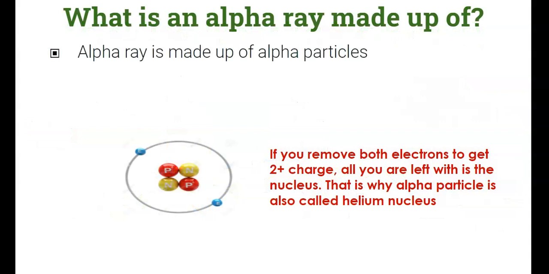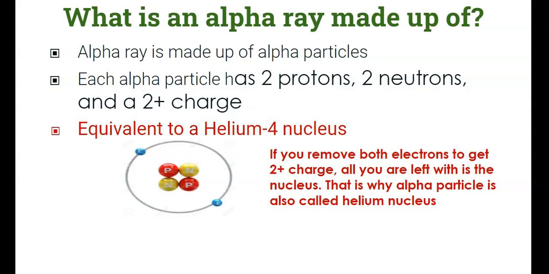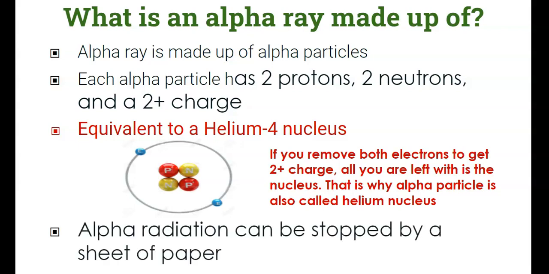So let's talk about what an alpha ray is made of. It's made of alpha particles, and each alpha particle has 2 protons and 2 neutrons, which means since it only has 2 protons, which are positively charged, and neutrons, which are neutral, that means that it has a positive 2 charge. It's basically like a helium-4 nucleus, not the whole atom because there's no electrons here, but just the nucleus, 2 protons and 2 neutrons. And again, we can stop this by a sheet of paper.